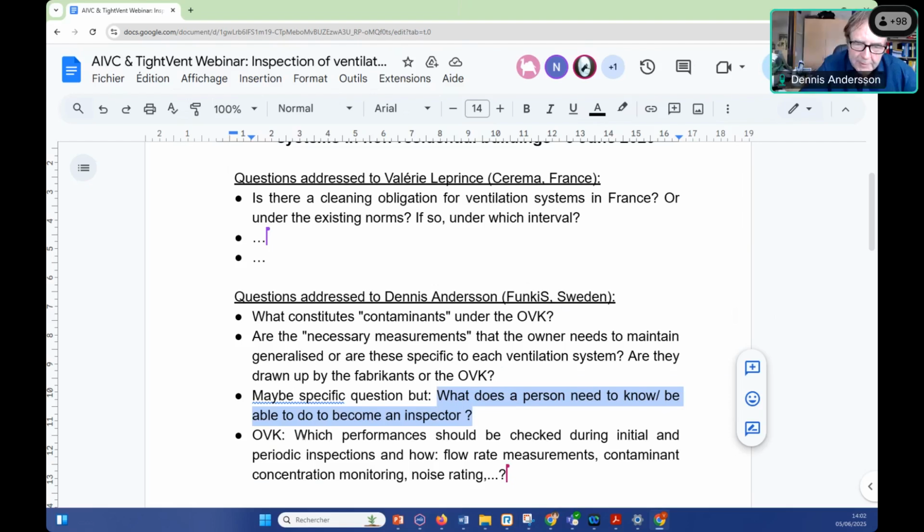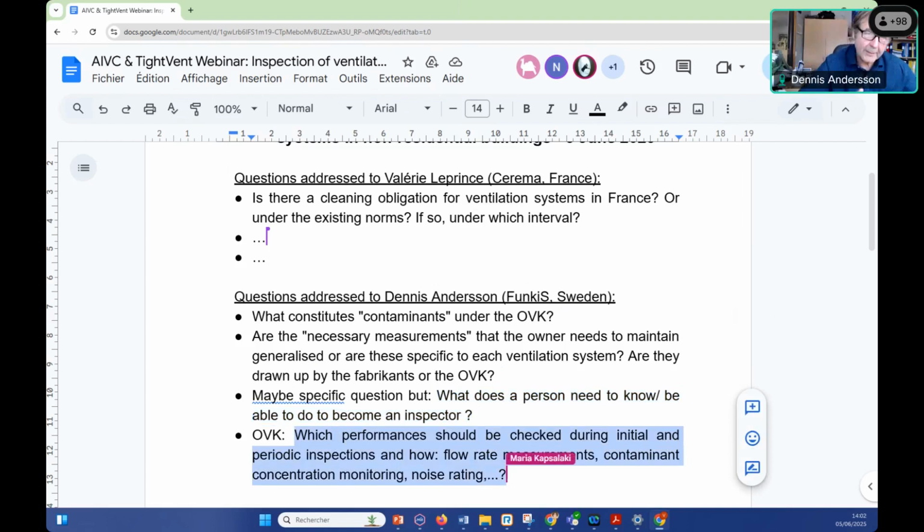Yes, I see the next question there. The flow rate, of course, that you have to check. And at the first OVK inspection, you also need to check if the ventilation sounds too much. And then we have norms, like when it's in the sleeping room, a maximum of 30 decibel. Okay. So you also have to check that at the first inspection. So at the first inspection, you check the flow rate and the sound pressure, so the noise rating.